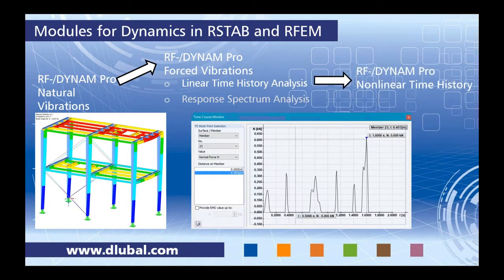Now, recently added is the DYNAM Pro Nonlinear Time History. So this is a module extension to the Force Vibrations module. What this allows us to do is to take into account those nonlinearities. So as you can see, this is that same time course monitor shown here for that tension-only member. Because this is now a nonlinear time history analysis, we should no longer see those compression forces within the member. And as you can see in the time course monitor, we only see tension forces here.